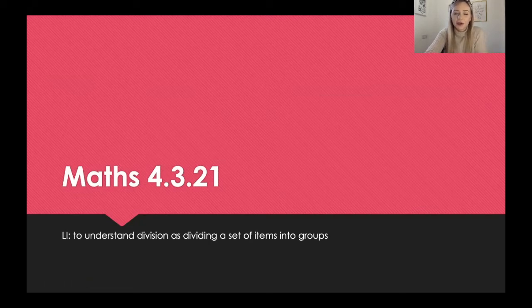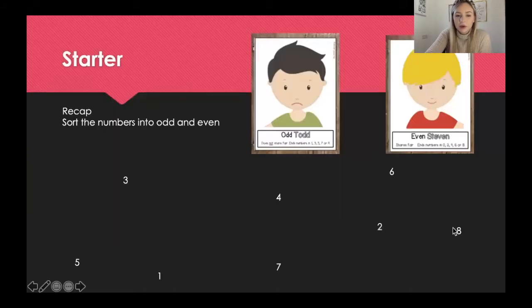Today in maths we are going to be looking at division again, and our learning intention is to understand division as dividing a set of items into groups. So our starter today, you are going to sort these numbers into odd and even, and I hope you can remember these two characters that we met at the start of year 2.